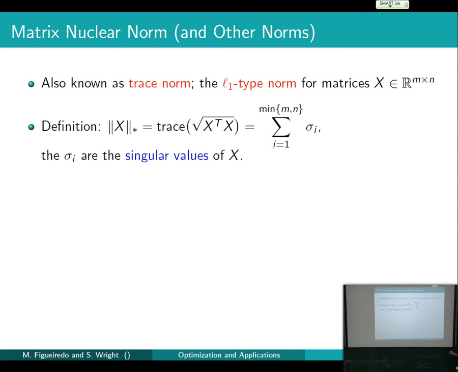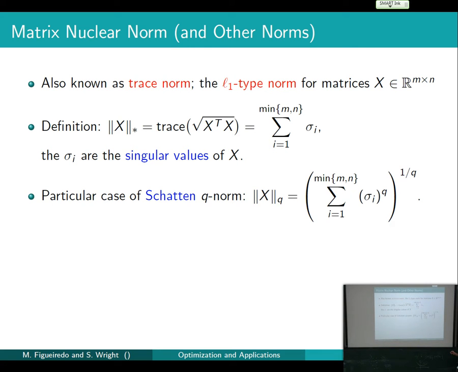Another way you can define that is the trace of the square root of X transpose X. I like this definition better. It's easier to say, sum of the singular values. You can come up with different variants of that. So this is like the one norm of the matrix in some sense, of the singular values.